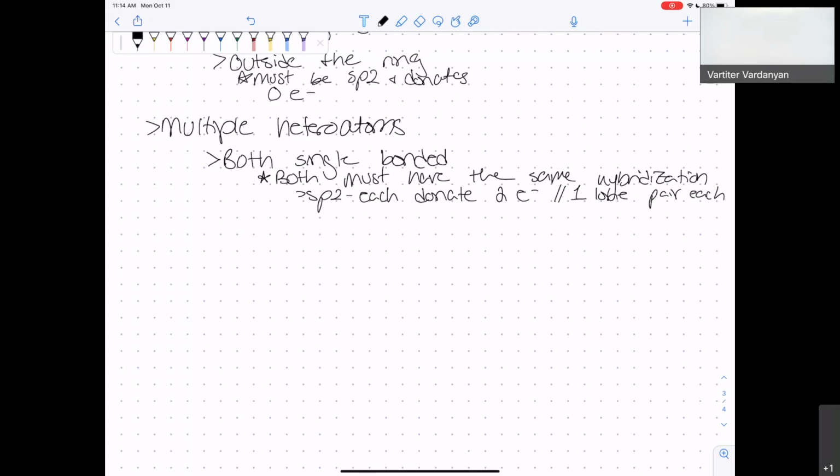And then I'm not going to do every single possible combination because really the only 2 that'll pop up is either they're both single bonded or one is single bonded. Yes, exactly. So they're each going to donate 2 electrons, aka 1 lone pair. No, each is going to donate 2. Total is 4, exactly.